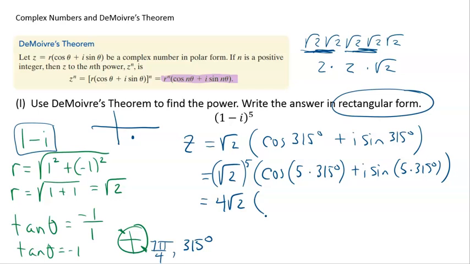And I get cosine of 1,575 degrees plus i times the sine of 1,575 degrees. There we go. Can hardly read it, but there you go. Now that is in polar form.